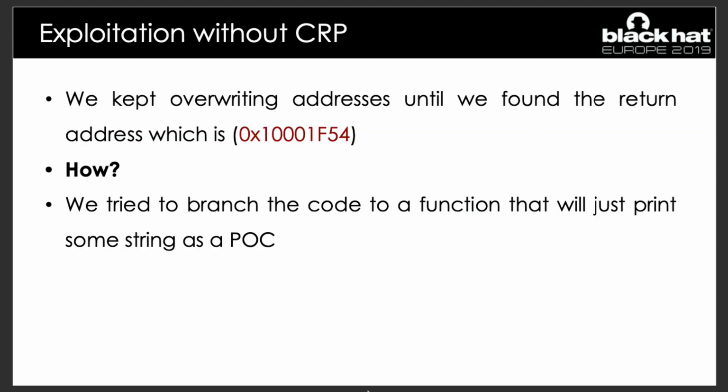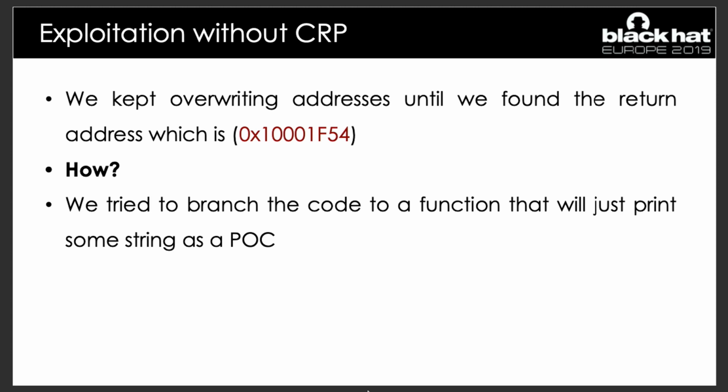So at first, okay, we found the vulnerability in the assembly, so now we want to exploit it. At first, we tried to build some kind of exploit to exploit the device before enabling the code protection. Yes, so we kept overwriting addresses in the stack area in order to find the return address. And we found the return address resides in 1F54 inside the RAM.